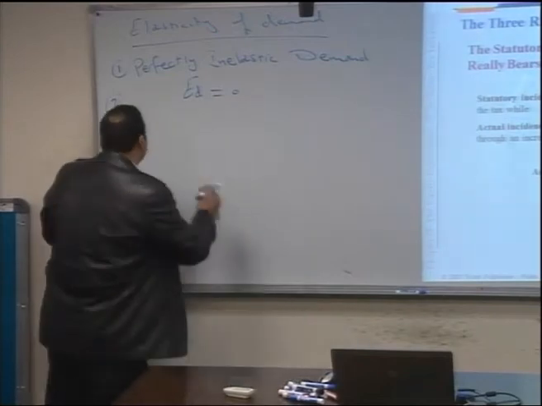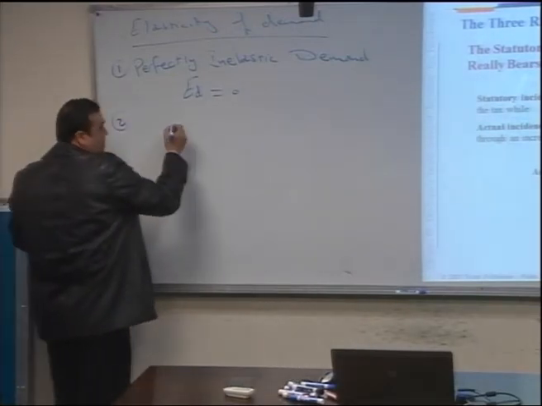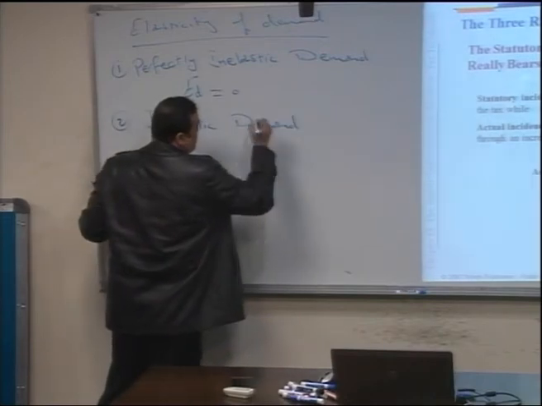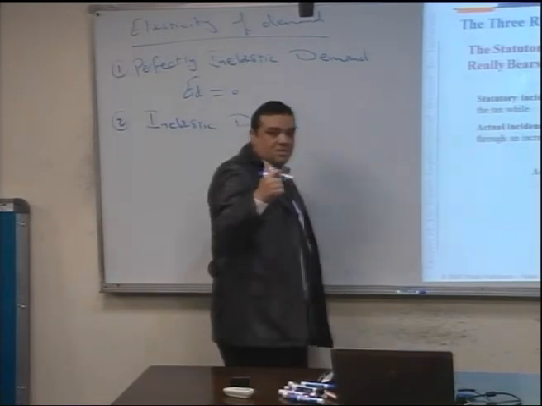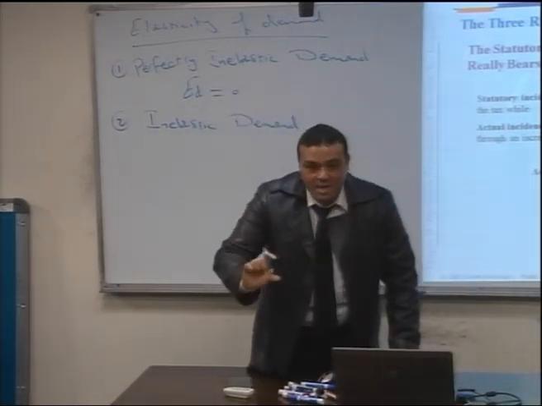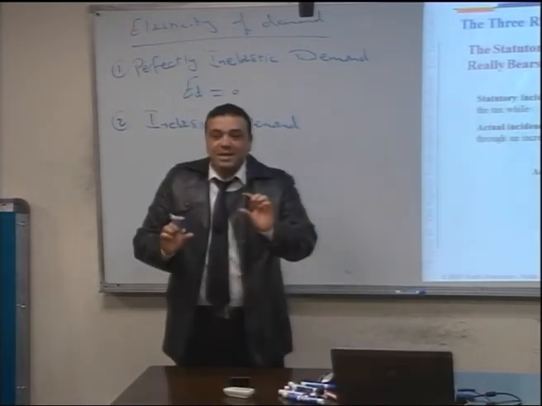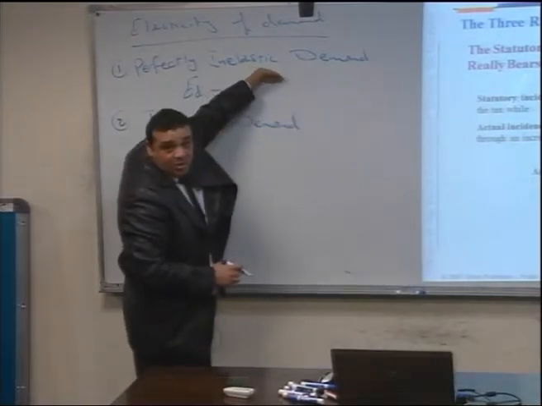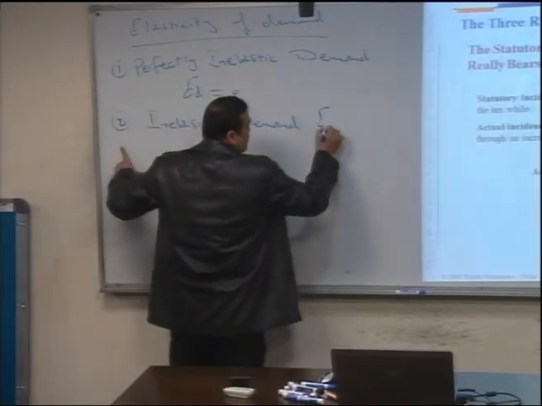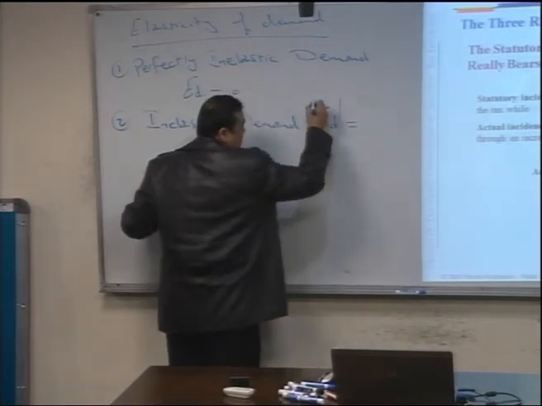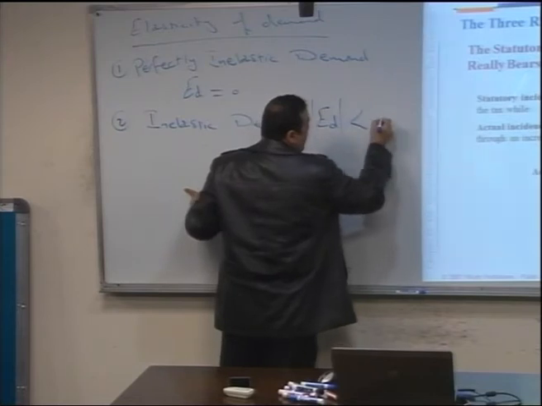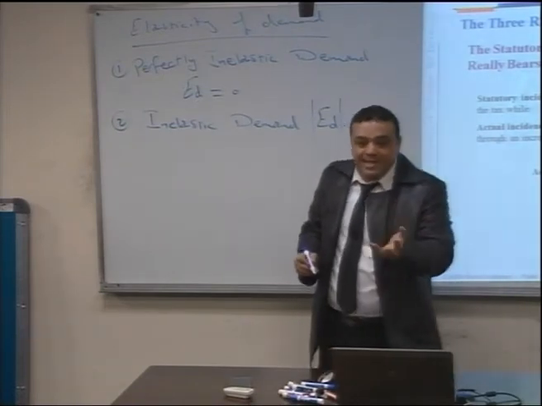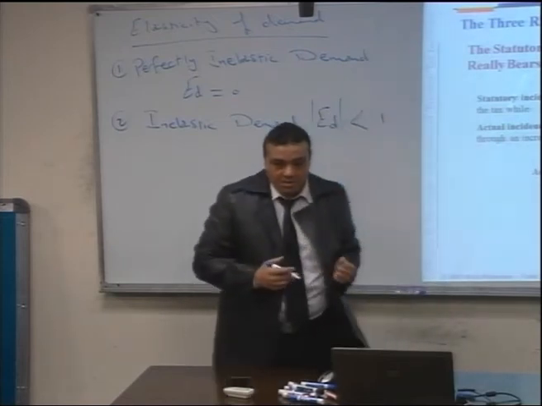Number 2: inelastic demand. A few number of substitutes, meaning there are a few substitutes. Okay? And the necessity of the product gets smaller. The absolute value of the elasticity of demand, ED, is less than 1. Okay? For this good you might find 2 substitutes, and it is important to the consumer.